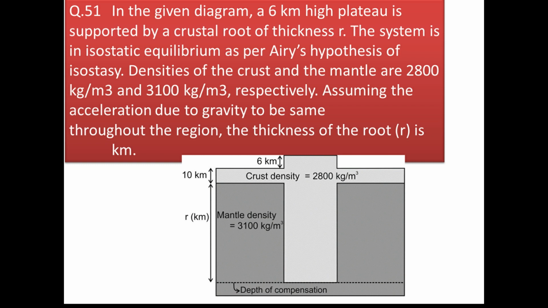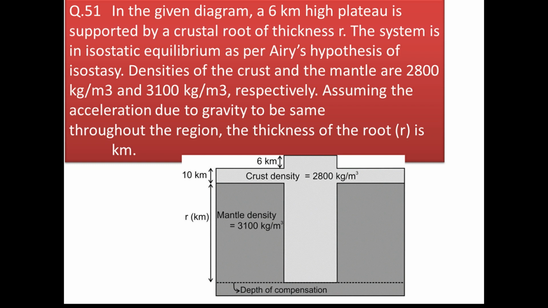In the given diagram, a 6 km height plateau is supported by a crustal root of thickness r. The system is in isostatic equilibrium as per Airy's hypothesis of isostasy, and the density of the crust and mantle are 2800 kg per meter cube and 3100 kg per meter cube respectively. Assuming the acceleration due to gravity to be the same throughout the region, the thickness of the root is.